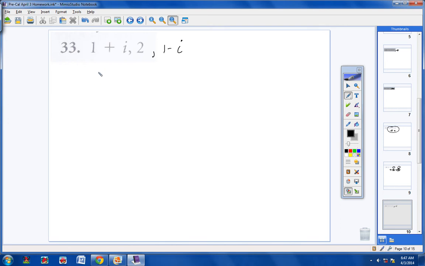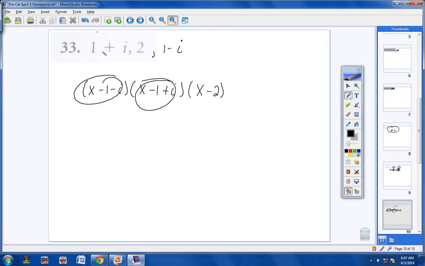Now, let's go ahead and remember, whenever you have conjugates, you put them side by side. So I'm going to put x minus 1 minus i, and then my next parentheses, I'm going to use this zero right here, and I'm going to put x minus 1 plus i. Now for my other parentheses, it will be x minus 2. Okay, let's go ahead and multiply these first two parentheses together.